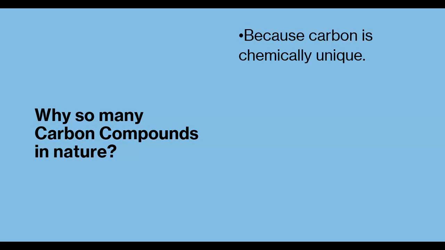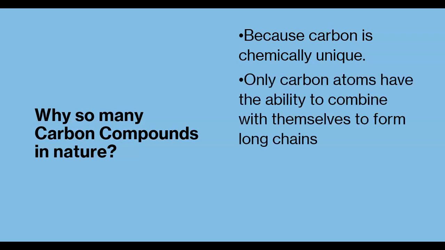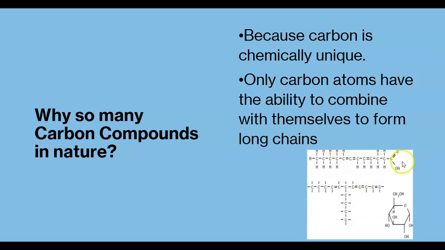It is because carbon is chemically unique. And why is carbon chemically unique? Only carbon atoms have the ability to combine with themselves to form long chains. You can see here these long chains made up of carbon. This particular property is called catenation, which we are going to discuss in our coming slides. So this is the reason we see so many carbon compounds in nature.